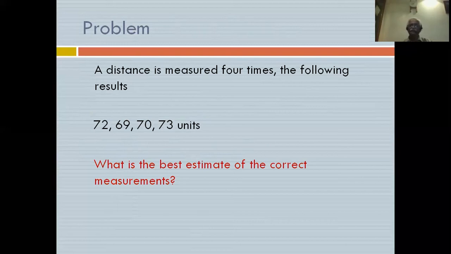Now, a distance is measured 4 times, and we get the results 72, 69, 70 and 73 units. What is the best estimate of the correct measurement? That was the question. Which is very close? So let us do it. Next.